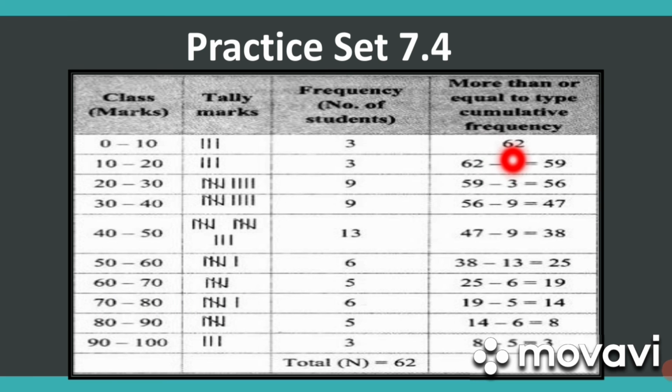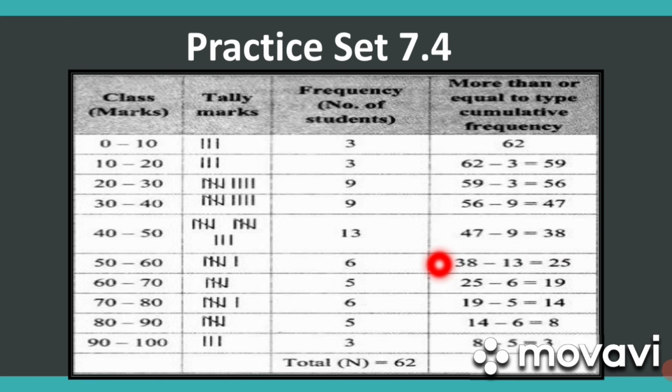We now prepare the cumulative frequency distribution for more than or equal to type. We write the sum of all frequencies, which is 62, for the class 0 to 10. For class 10 to 20, it will be 62 minus 3, and that is equal to 59. For class 20 to 30, it is 59 minus 3, and that is equal to 56. For class 30 to 40, it is 56 minus 9, and that is equal to 47. For class 40 to 50, it is 47 minus 9, and that is equal to 38.